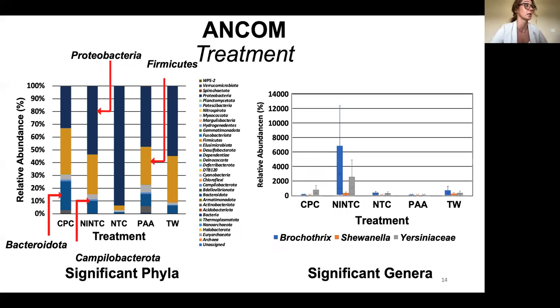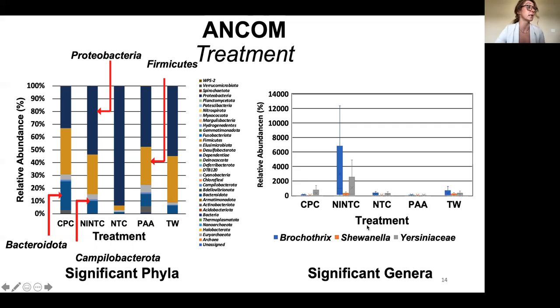And here we're looking at the ANCOM results for the treatment groups. And we can see we found over 30 significantly different phyla associated with all the treatments. All of those phyla are commonly associated with the poultry gastrointestinal tract, such as Proteobacteria, Firmicutes, Bacteroidota, and Campylobacterota. And more so, we saw that Bacteroidota relative abundance was a little bit higher with CPC treatment than PAA.